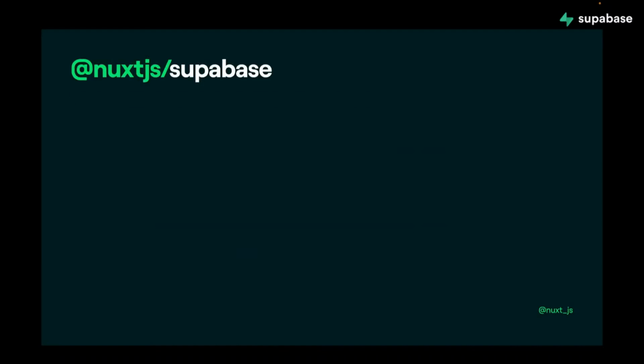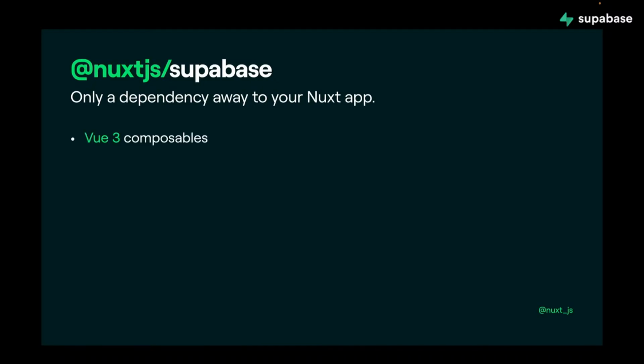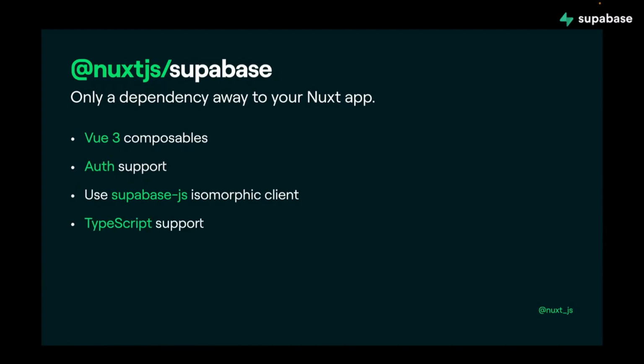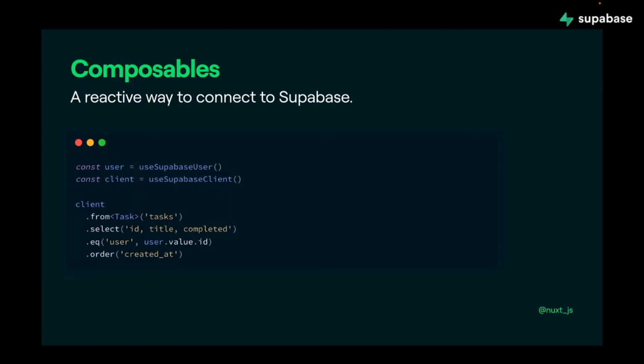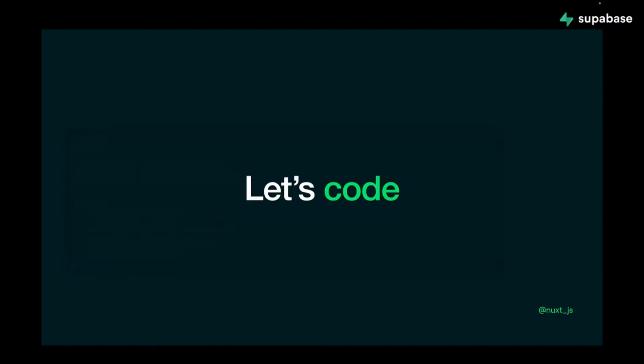The Supabase module is only a dependency away from your Nuxt app. It is based on Vue 3 composables. It has authentication support. It uses under the hood the Supabase JS isomorphic client. Obviously, it has TypeScript support, and this is how you can install it into your Nuxt 3 app. The composables are quite simple, and it opens a reactive way to connect to Supabase. You can have the authenticated user with useSupabaseUser and the client with useSupabaseClient. Let's code.